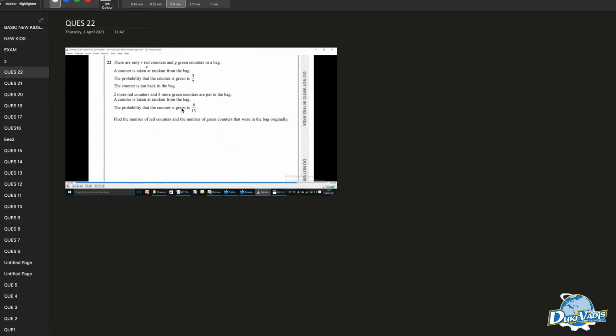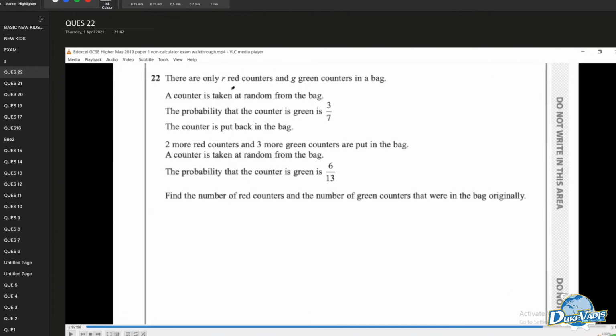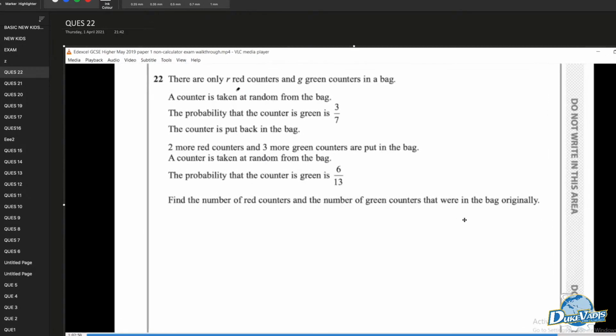Okay. Alright, so let's look at the question very carefully. There's the last question. The last and not the least. They said there are only red counters and green counters in a bag. A counter is taken at random from the bag. So we have only red and green counters in a bag, and a counter is taken at random from the bag. The probability that the counter is green is 3/7.